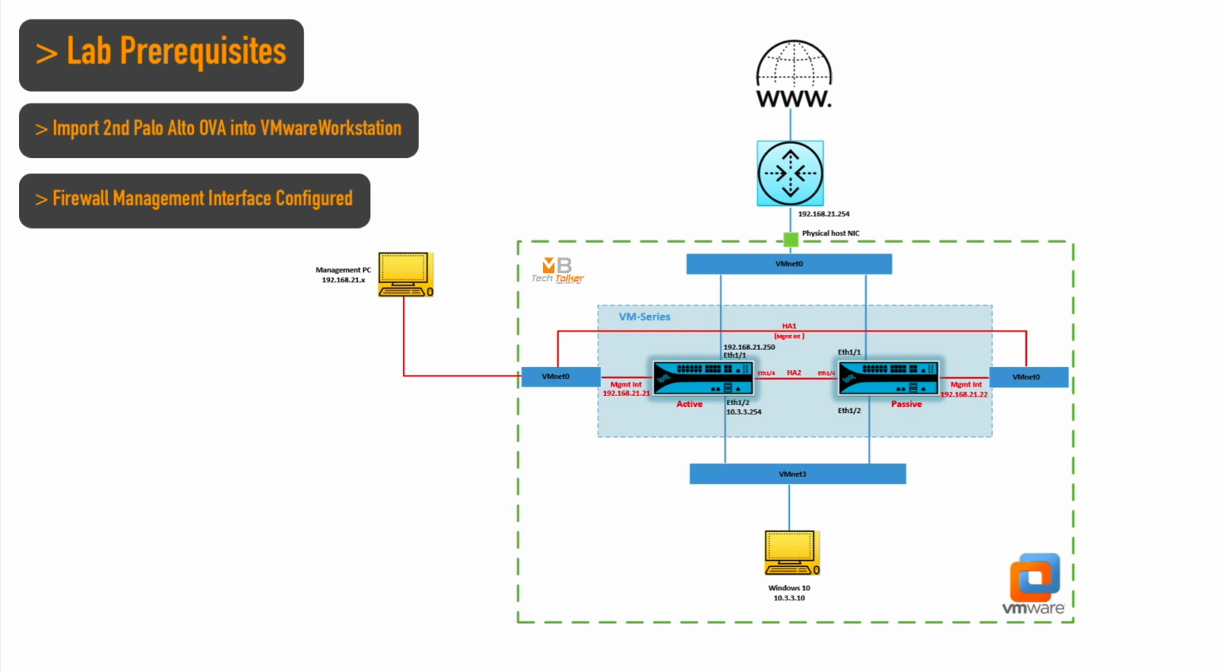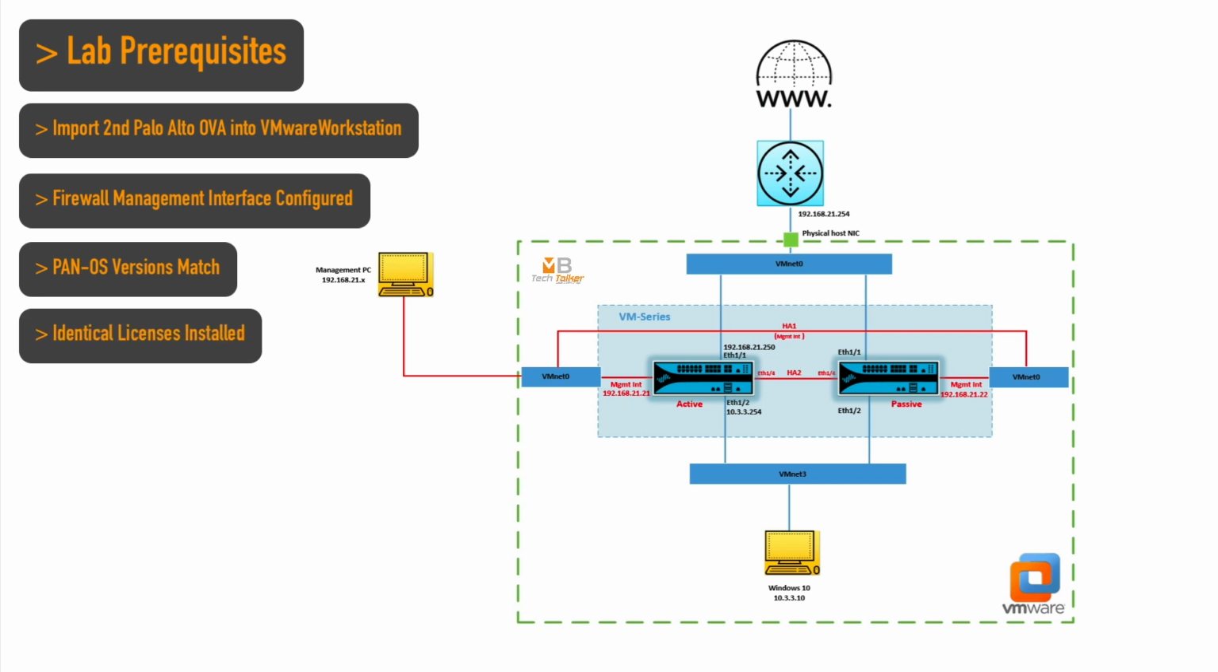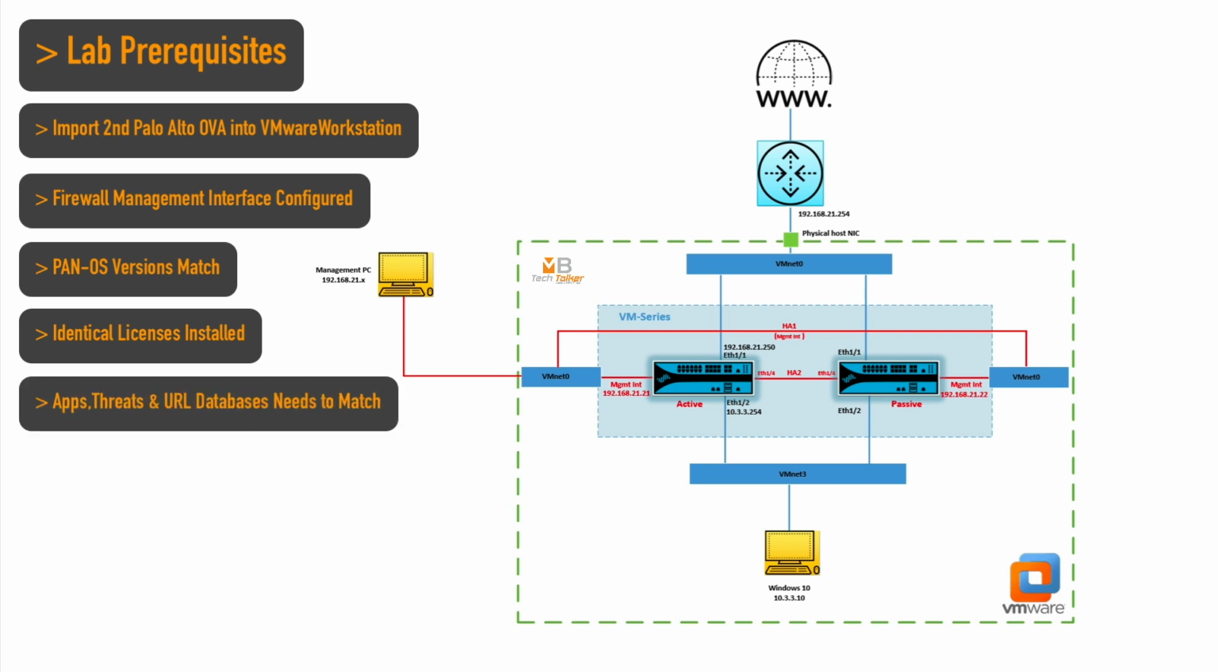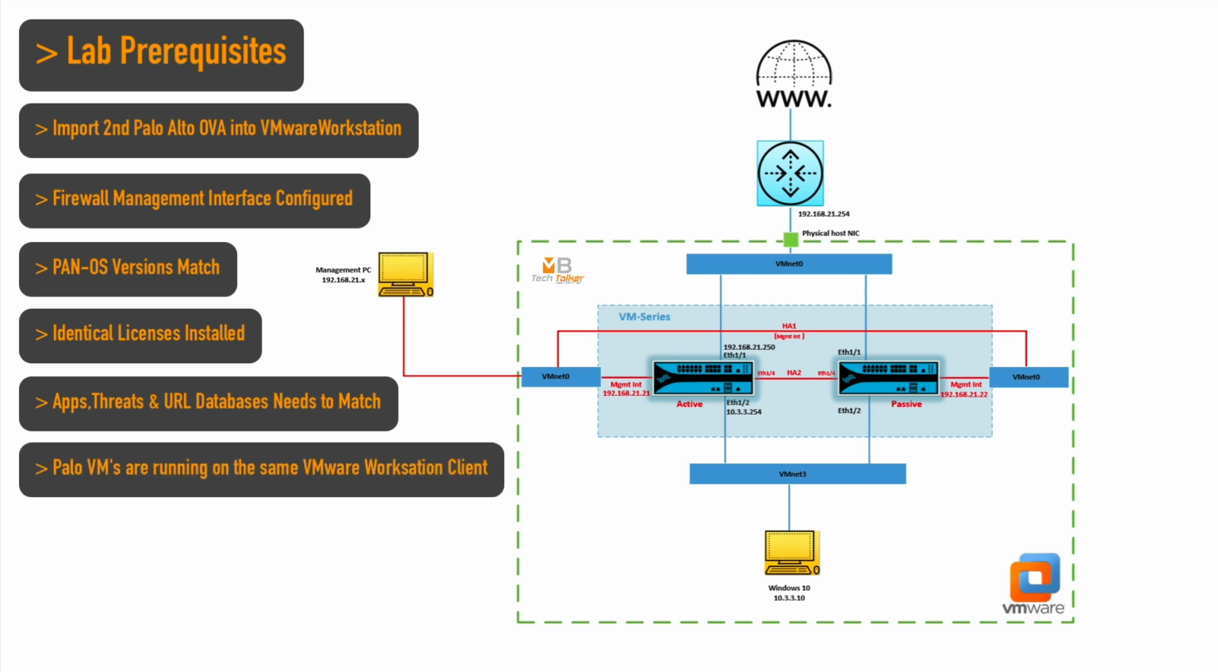Next, we need to make sure that both the Palos are running the same PanOS software version, and that they both have identical licenses. So in my lab, I'm using VM50 eval licenses. The application, URL and threat databases need to match and they need to be up to date. Make sure both Palo Alto VM series are running on the same VMware Workstation PC, and also that the Palos have the same number of CPU cores.